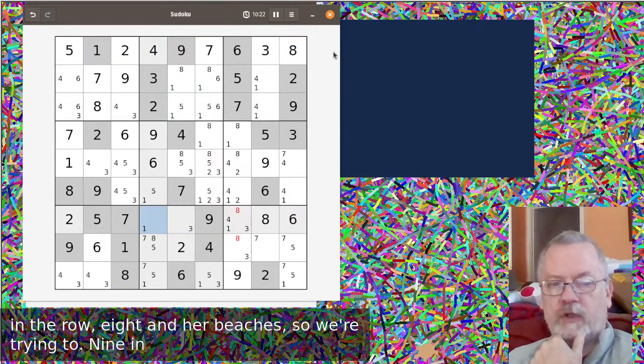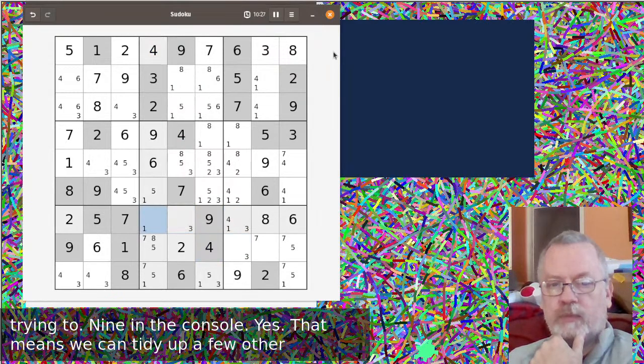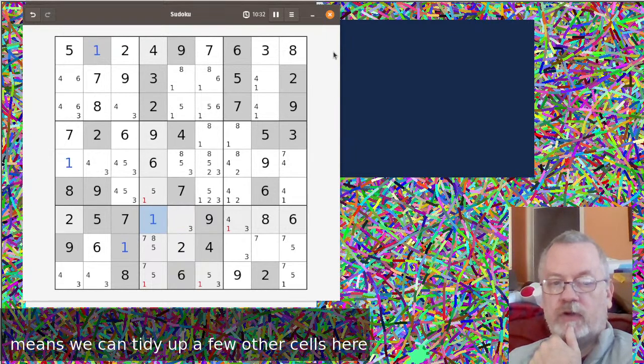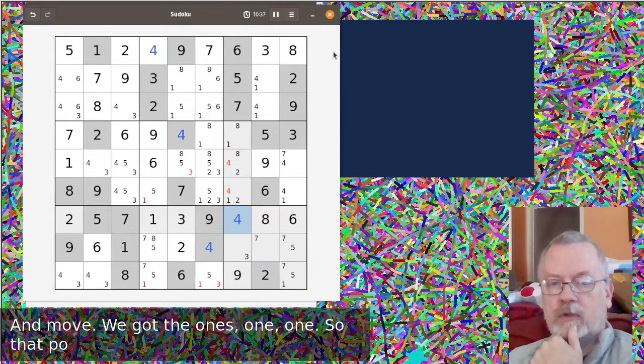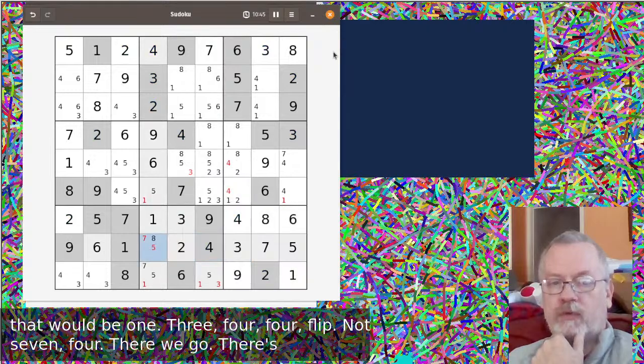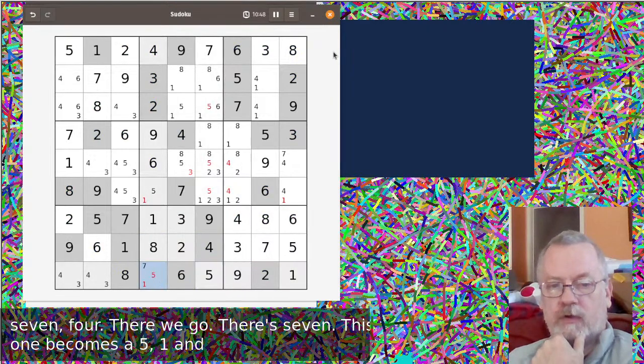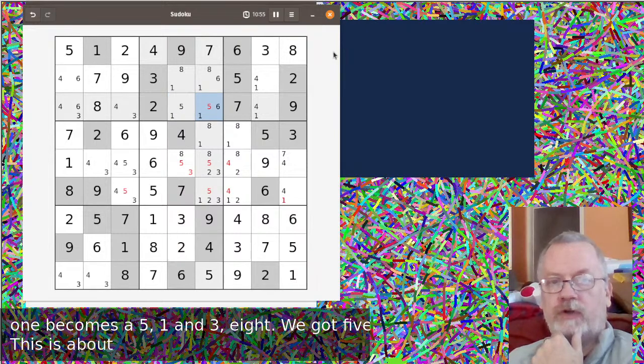That means we could tidy up 2 other cells here. And we know we've got a 1 and a 1 standalone here, so that would be a 1, 3, and 4. No, 7, or not 7, 4. There we go. There's a 7. This one becomes a 5, a 1, and a 3. 8. We got a 5 and 7 here. This becomes a 5. This is now the standalone 5 in this square.